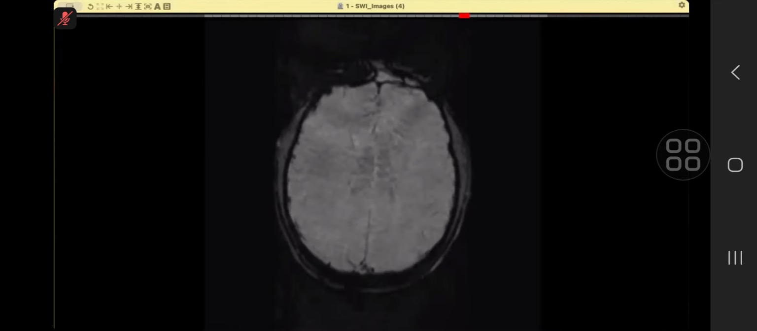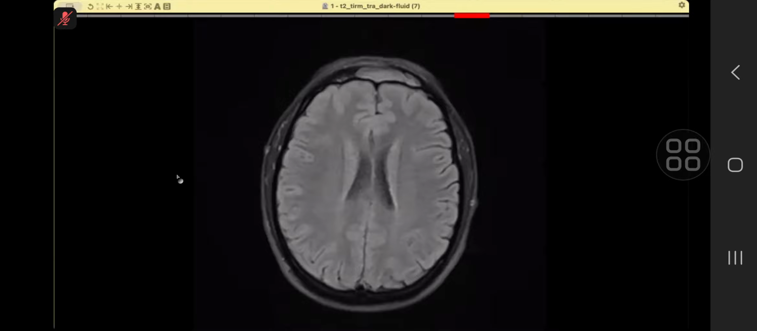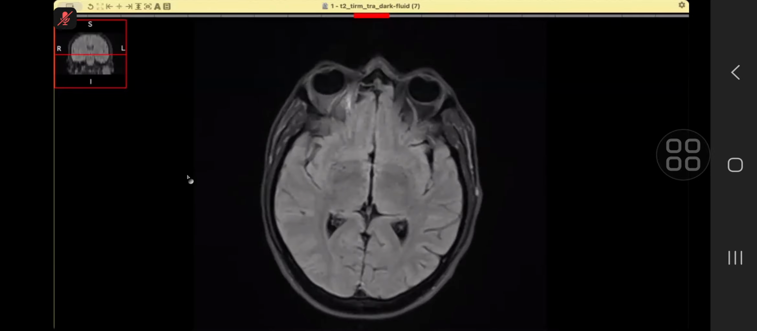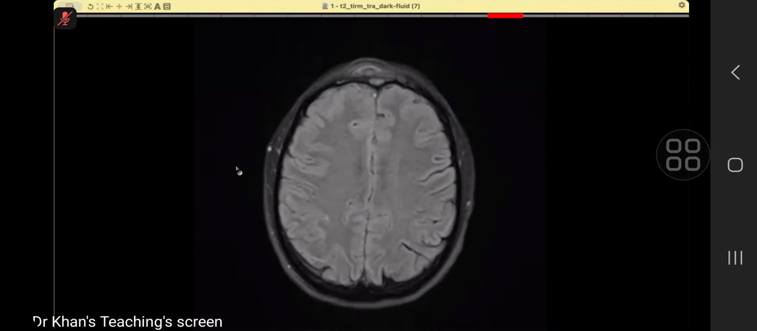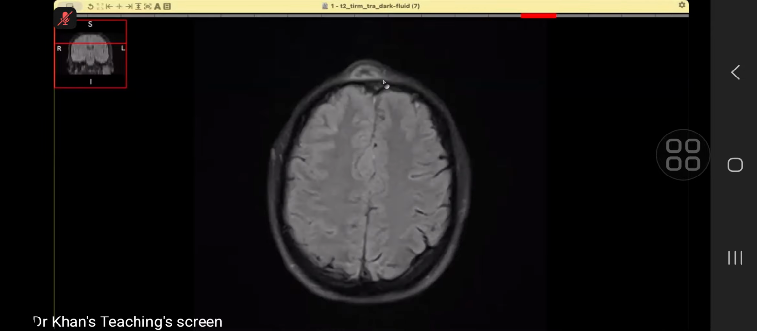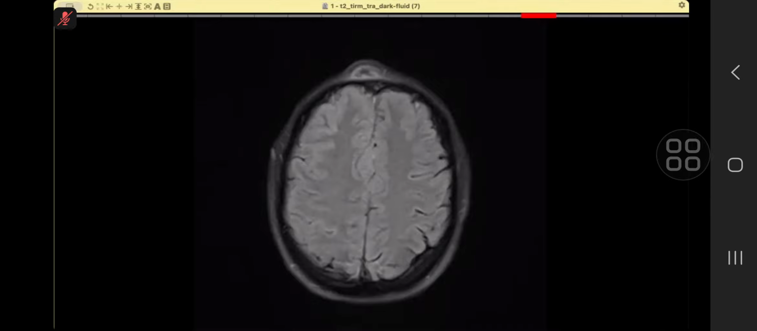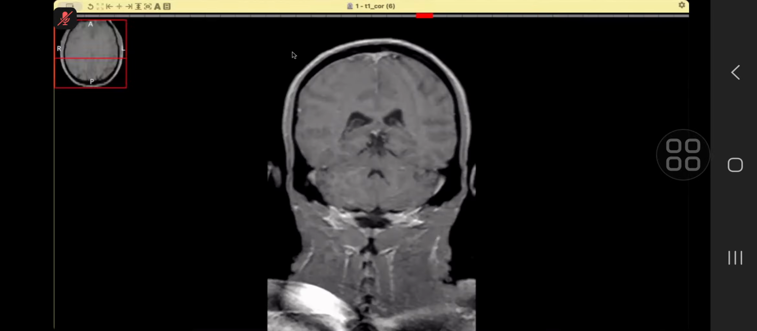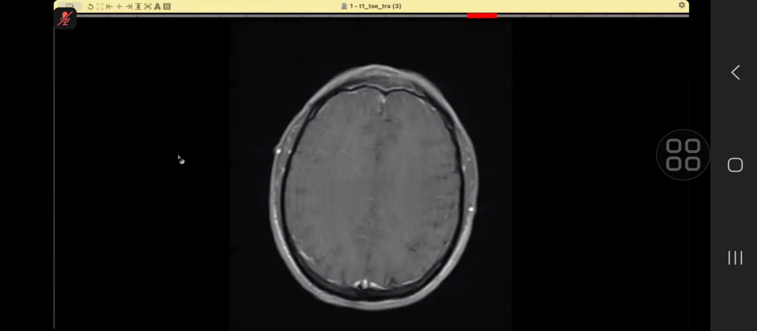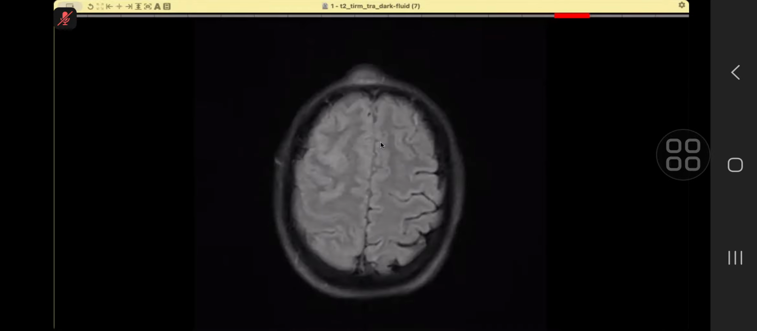So on the FLAIR sequence, this is the FLAIR, sorry, where is the FLAIR? This is the FLAIR sequence. We can see this is the sinus and we can see this. Now, the candidate did well. We were asked for a post contrast. Now on this, one thing which I forgot to show you on FLAIR sequence.